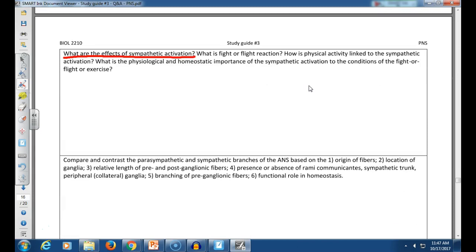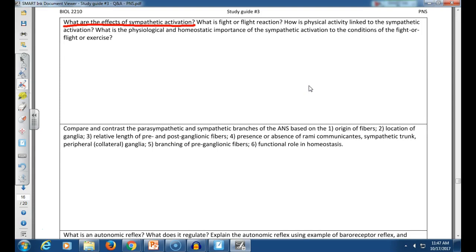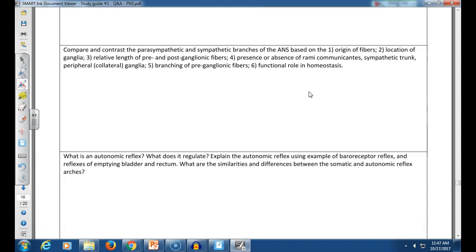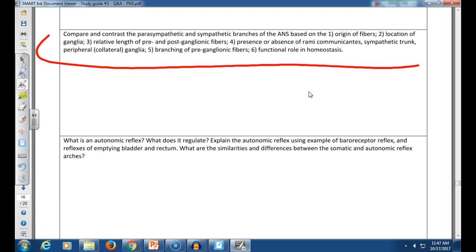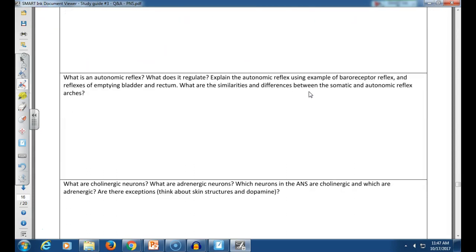Effects of sympathetic activation. Okay. Organs that are stimulated. Physiological homeostatic importance. Be able to explain why it's so important to have, like, blood coagulation increased when we're fighting. Going back to it, comparison of sympathetic and parasympathetic kind of helps you to build this little table. Autonomic reflexes: baroreceptor, emptying bladder and rectum. Just those simple things that we just talked about. Okay?